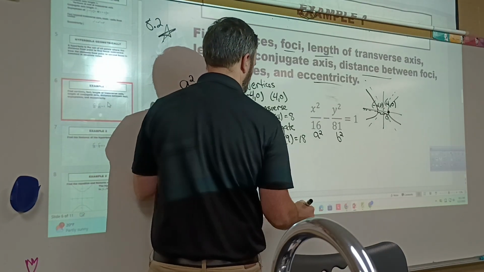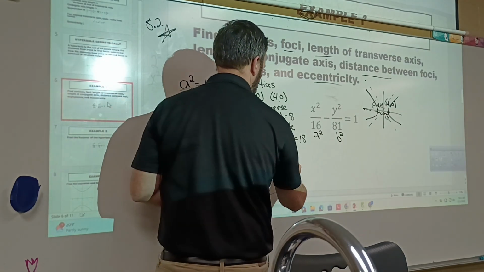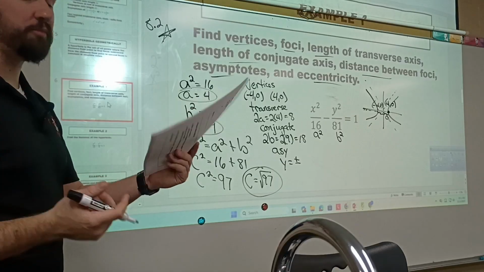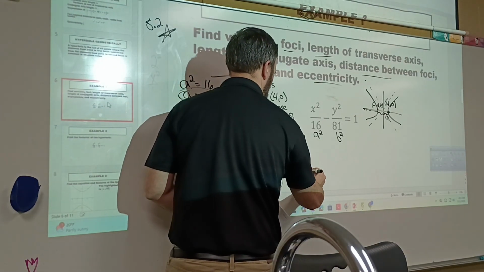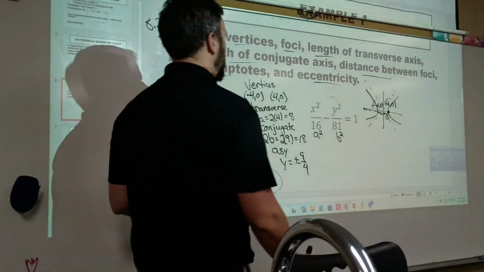All right, now the foci. Oh, no, asymptote. So that's going to be our y equals plus or minus 9 over 4, or b over a. There's 2 asymptotes.